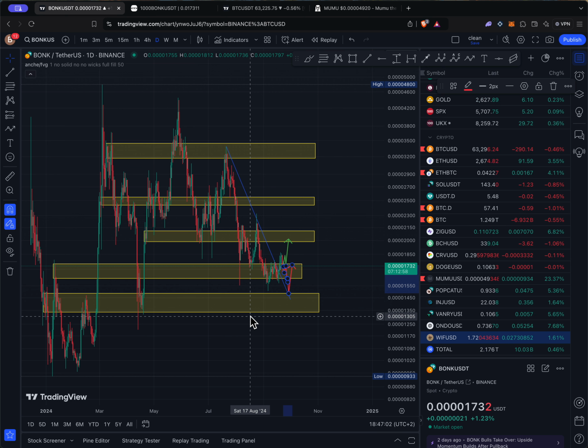I don't like this coin, guys. I don't like this coin. So let me check up a little bit the chart here. Any tutorial videos on how to correctly draw order blocks?